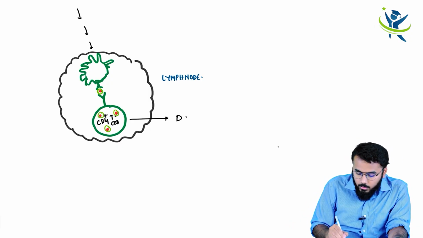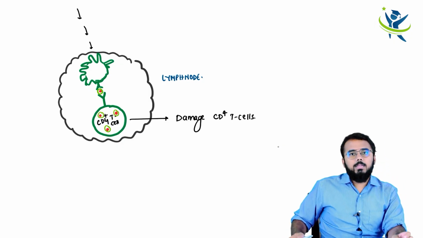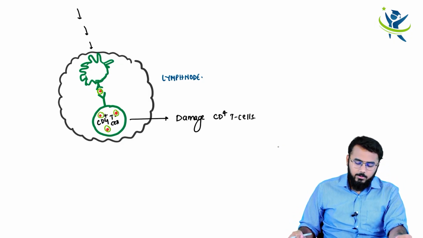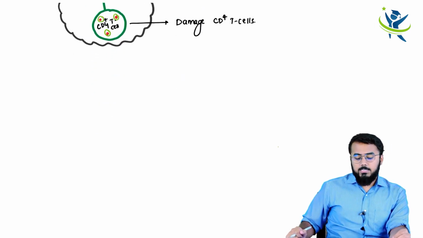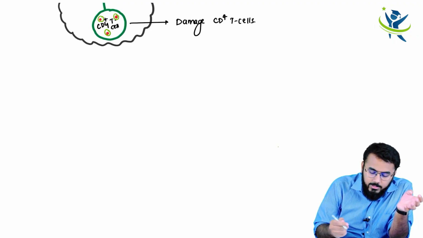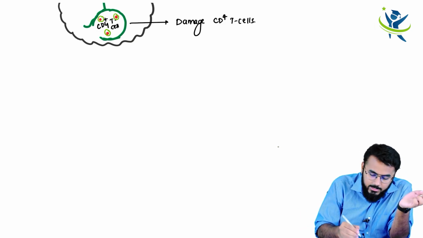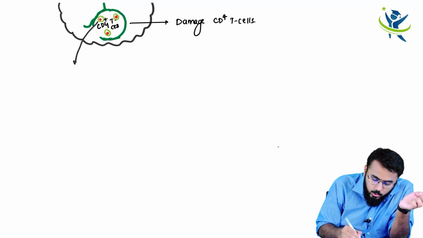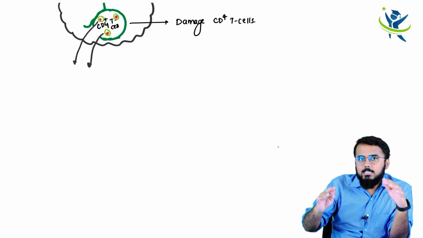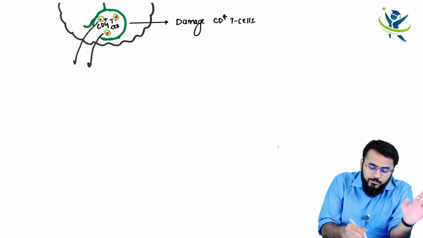What it will do? Now it will damage CD4 T cells. It will damage the CD4 T cells. Okay. Now after damaging the CD4 T cells, where will this virus go? Now this virus from here, after damaging the CD4 T cells like this, what will happen is that these viral particles go to a special place and rest there. Rest in the sense they undergo dormancy. They become dormant for a certain period of time. Now where do they go?